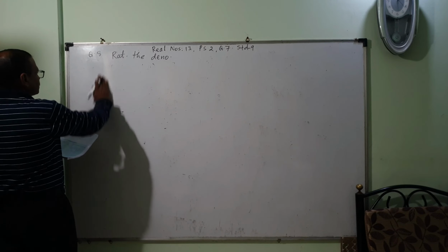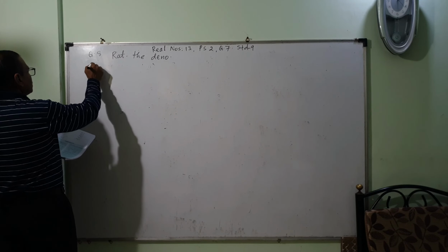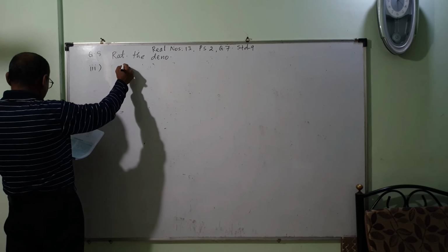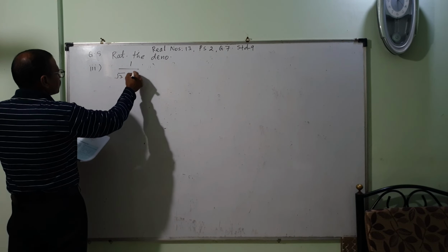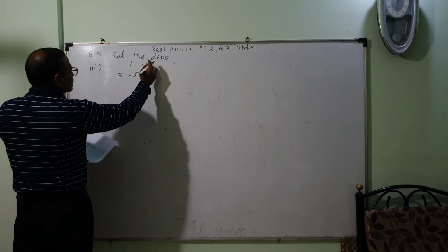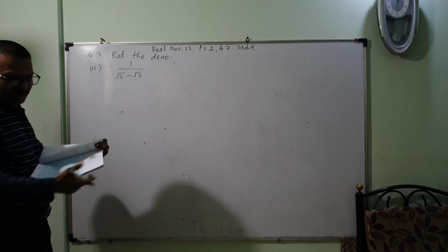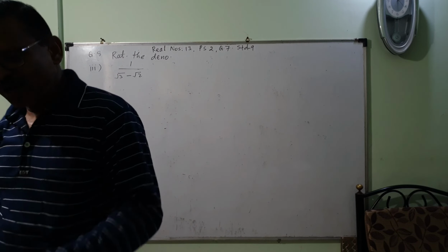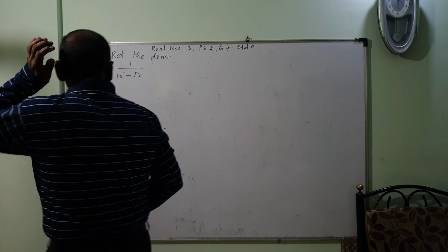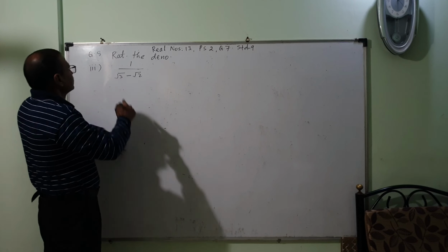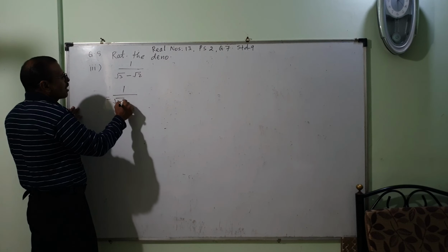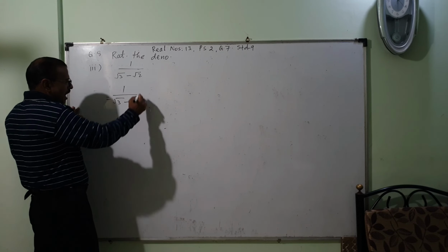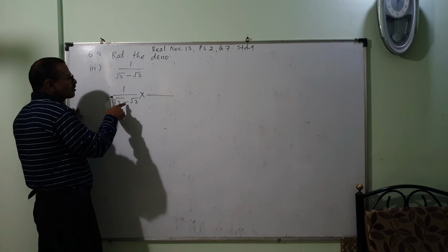Third sum. The third one is 1 upon root 3 minus root 2. Here there are two things in the denominator, so we have to find the conjugate of it. Conjugate of it means what? Change this sign, that will be the conjugate. 1 upon root 3 minus root 2. I will multiply and divide by the conjugate of it.